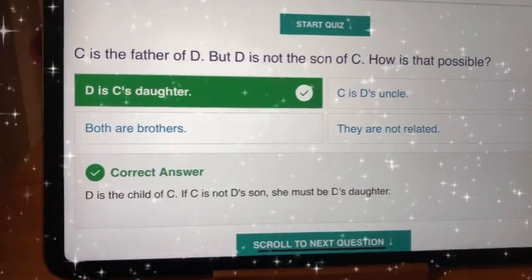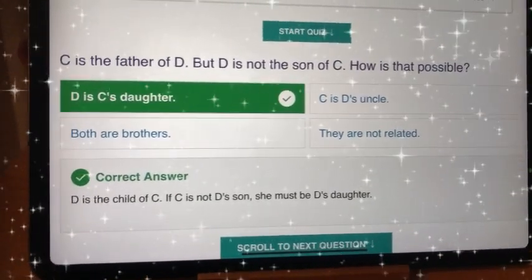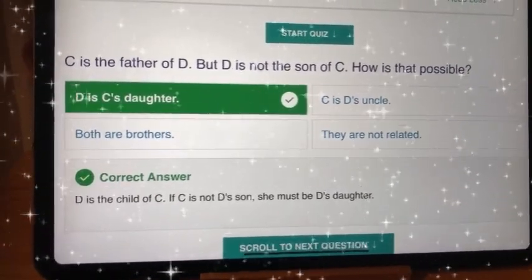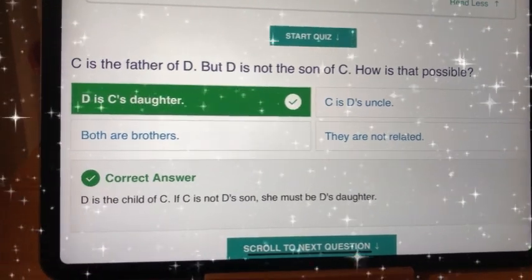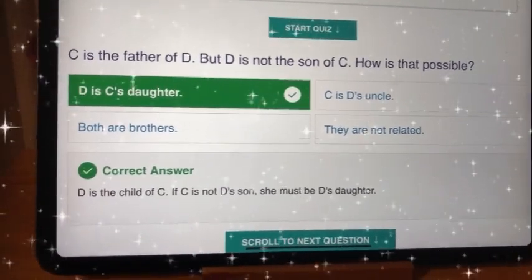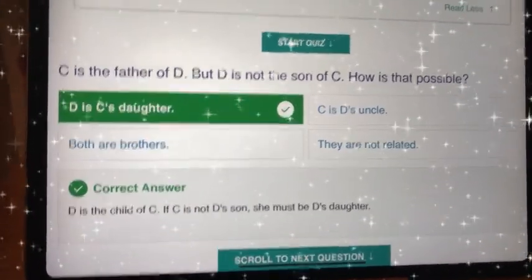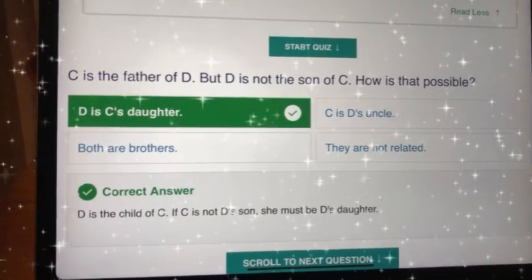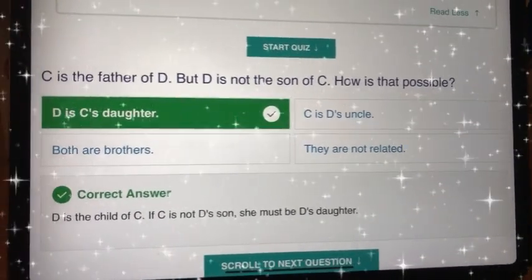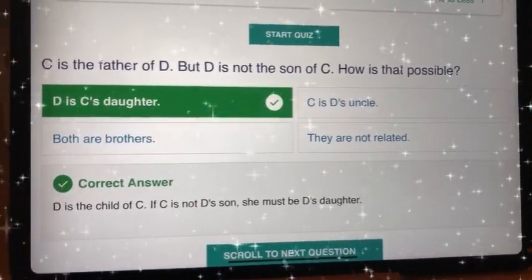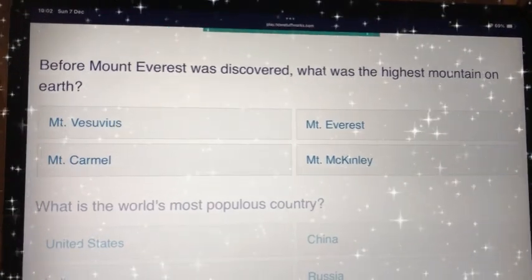Yay! That's correct. D is the child of C. If C is not D's son, she must be D's daughter. Yeah, common sense. Okay, that's the first one. Yay, 1 out of 1. So we go. Question 2.